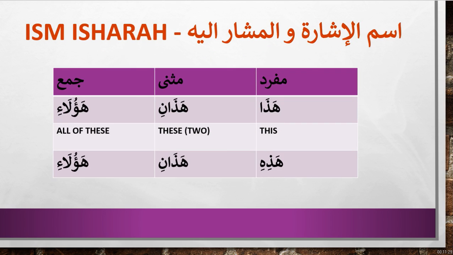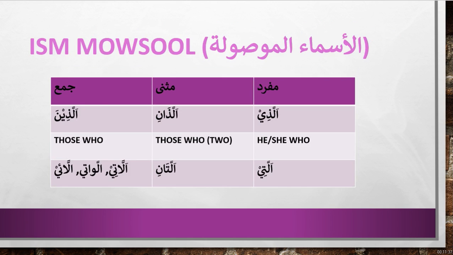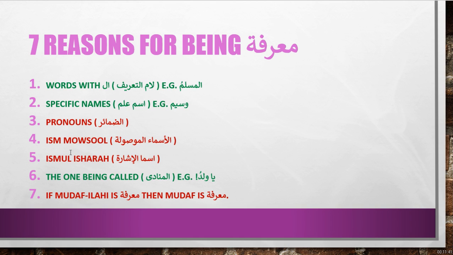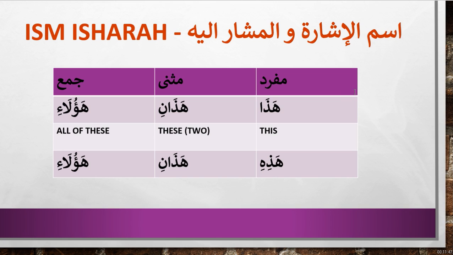Ism Isharah are some ism that are used to point, and I call them pointers in English. You must have noticed that I used pointers. And by the way, all of these that we are doing, these are pronouns. Ism pronouns we did, Ism Mowsool we did. Now we are doing Ism Isharah. So I hope you are not lost. And this is the last topic, so please pay attention.